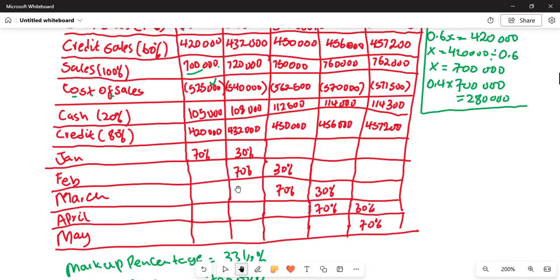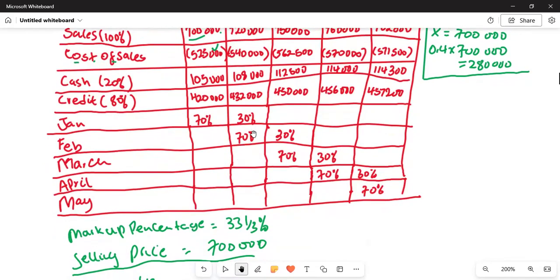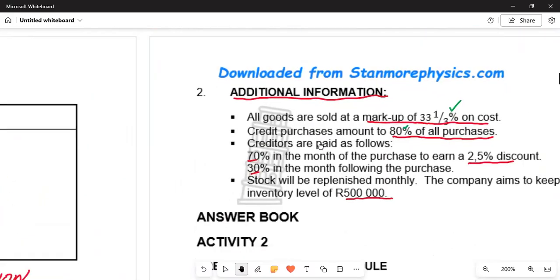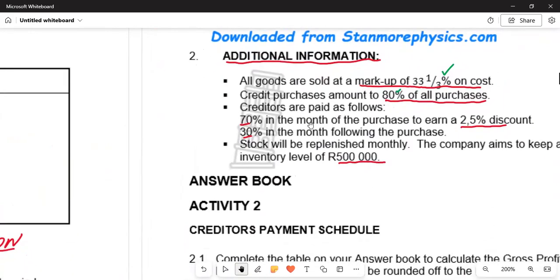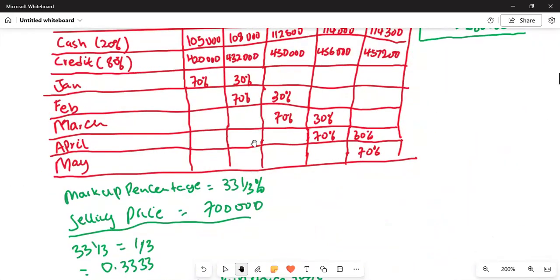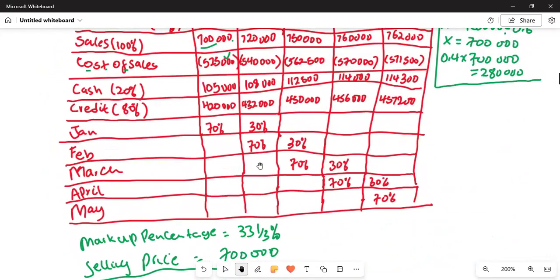So now we are moving on, whereby we were told in our information that we have those percentages, 70% as well as 30%. This is our 70%, where we were told 70% in the month of purchases earns a 2.5% discount, 30% in the following month. So this is how we are going to write them, as these are the budgets. The 70% will be in January, and then February we have 30%.